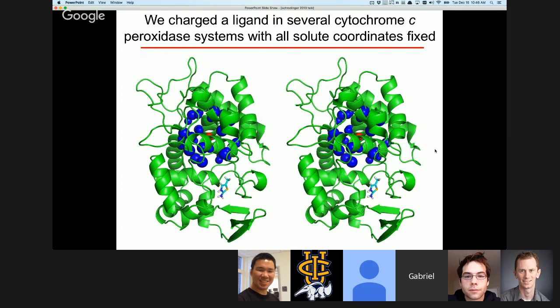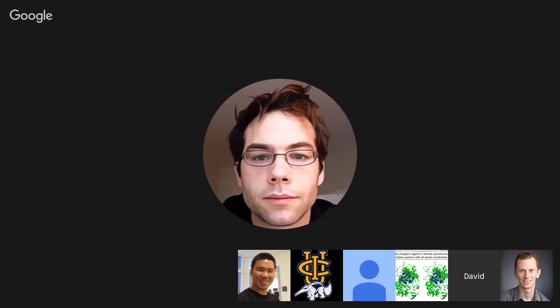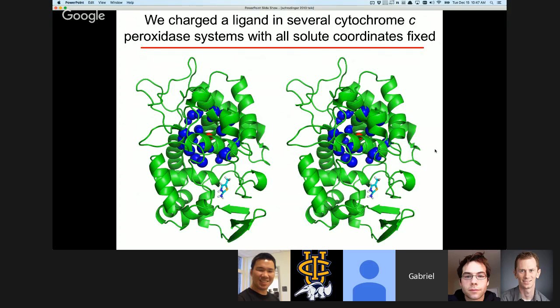We didn't do this on every system, but it's just one of the demonstrations that we did in the paper. So all simulations were done in explicit solvent with all the coordinates of the protein fixed in space. So the protein is treated completely rigidly. It just made the convergence of the calculations much easier, so we could clearly separate the effects of finite size artifacts in this system from effects of converging to the right free energy or anything else. Any questions here? Okay.